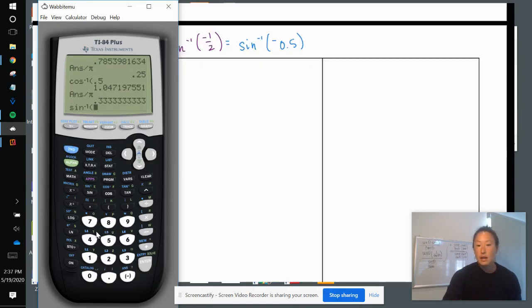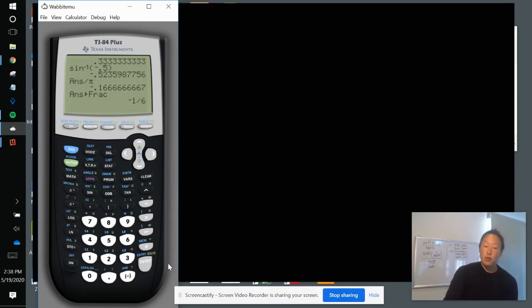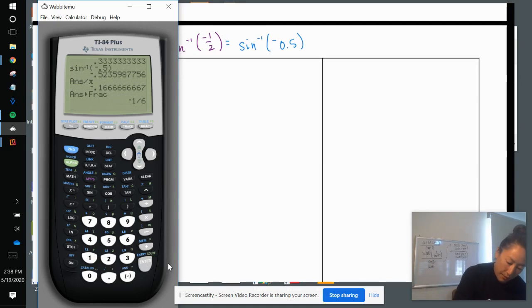Okay. Sine inverse of negative 0.5. I think I'm in radians. So if I'm in radians, I'm going to divide out the pi to give me the fraction. It's 0.116666. So it's negative 1 pi over 6. So the primary value is negative pi over 6.